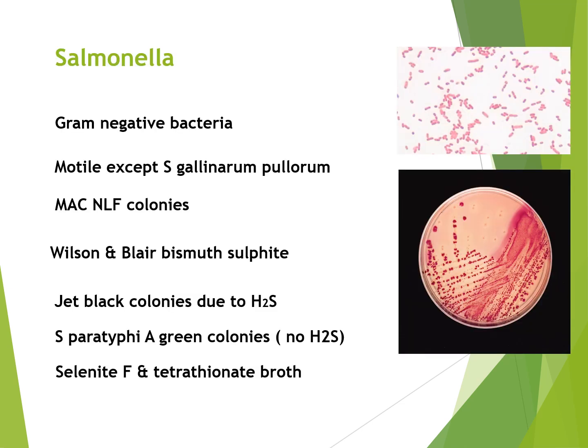Salmonella is a gram-negative bacteria and it is motile except for Salmonella pullorum. It grows colonies on MacConkey and other selective media. It also grows on Wilson and Blair bismuth sulfite medium and has jet black colonies due to hydrogen sulfide. Salmonella paratyphi produces green colonies, which indicates there is no hydrogen sulfide present. The enrichment media for this are selenite F and tetrathionate broth.